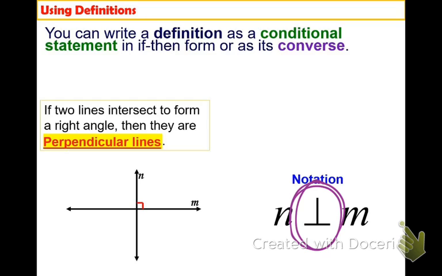So they said line N is perpendicular to line M. Why do I not like the way they named line N and line M? What are they missing? Line. Yeah, the word line. Okay. So these two are perpendicular because of that little box.